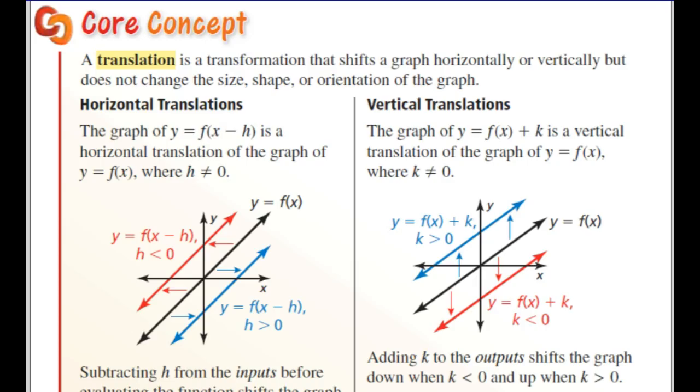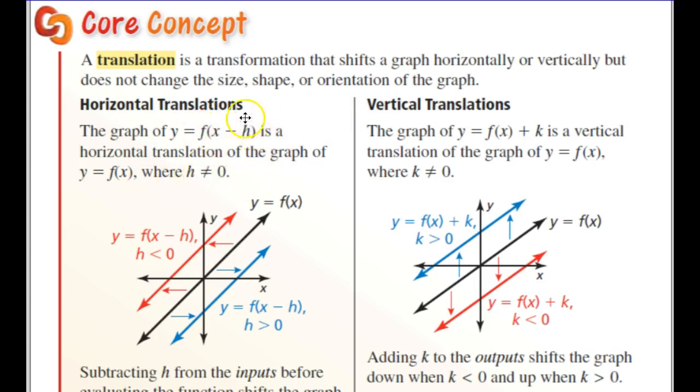So here's our first core concept. So first thing is a translation. When I translate a graph or a function, I literally just shift it. I move it up, down, left, right, but nothing else changes. It stays the same orientation. It's literally like I just moved it. So a horizontal translation is going back and forth.